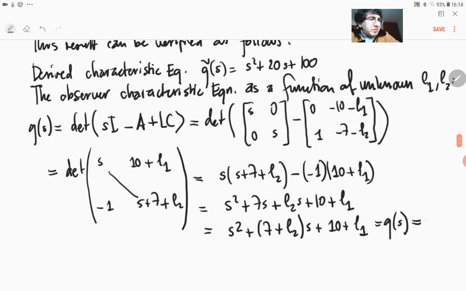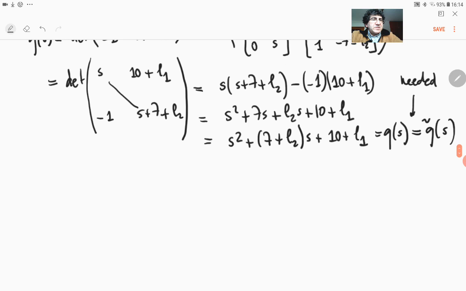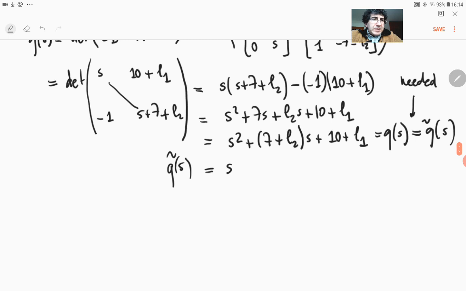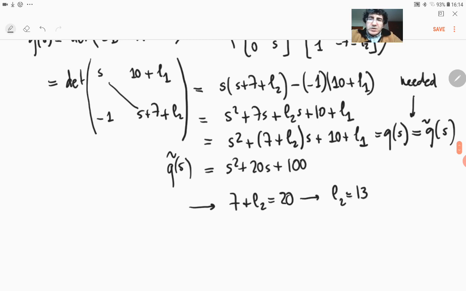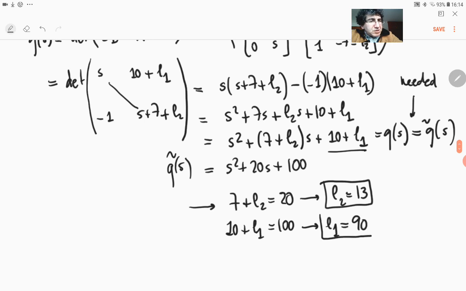And that needs to be equal to Q tilde of S, right? This is needed because we want the observer to behave according to the specified set of poles. So when I make this equality, and we know that Q tilde of S is S squared plus 20S plus 100, what I have is exactly the same. 7 plus L2 has to be equal to 20, so L2 needs to be equal to 13. And also, we need 10 plus L1 to be equal to 100, and therefore L1 needs to be equal to 90, which is exactly the same result.